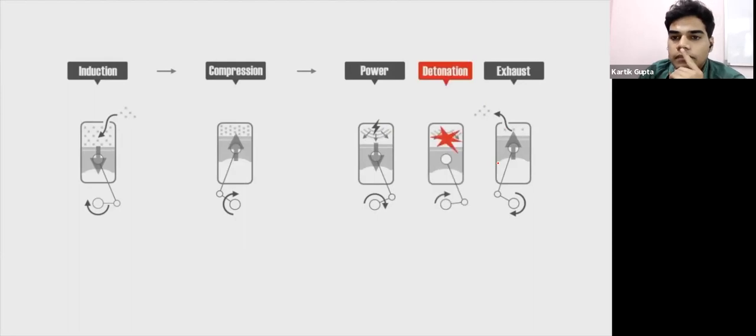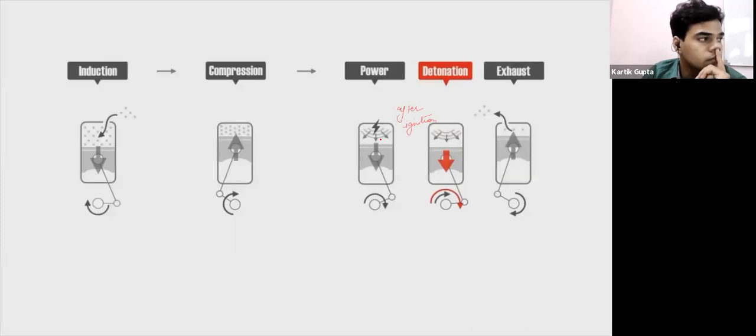But detonation is the spontaneous combustion of the remaining mixture due to excessive heat and pressure in the combustion chamber after the ignition. The rate of energy release is much higher during detonation than normal combustion, which puts the piston under immense sudden pressure.